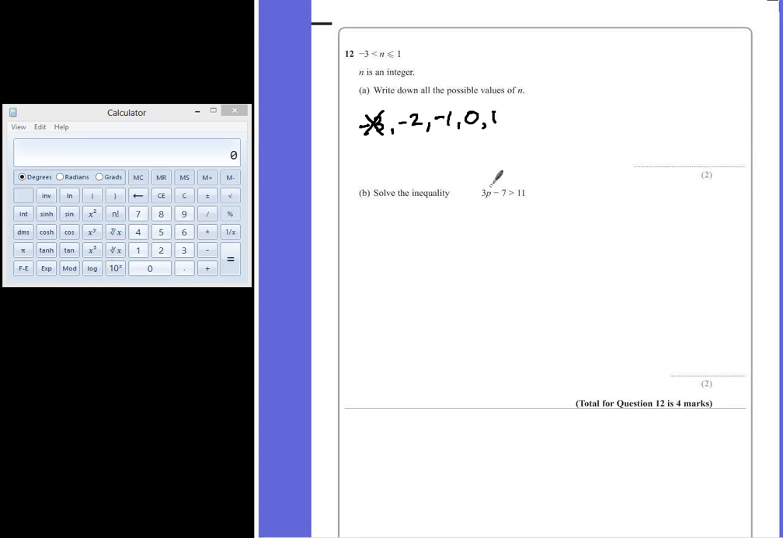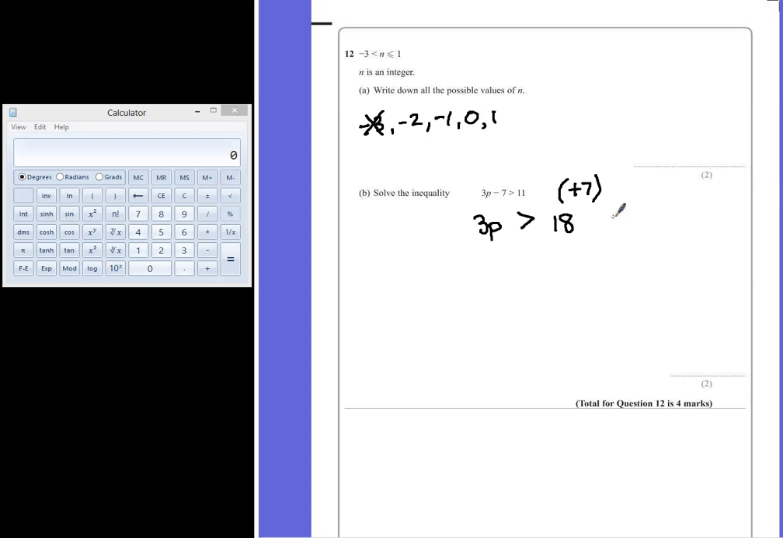So we've got 3 times p, subtract 7. To undo that, instead of subtracting 7, we're going to add 7. Now that will get rid of the negative 7 and leave us with 3p. The greater than symbol stays facing the same direction, but we have to remember to keep this balanced, we add the 7 onto the right hand side as well. So 11 add 7 is 18.